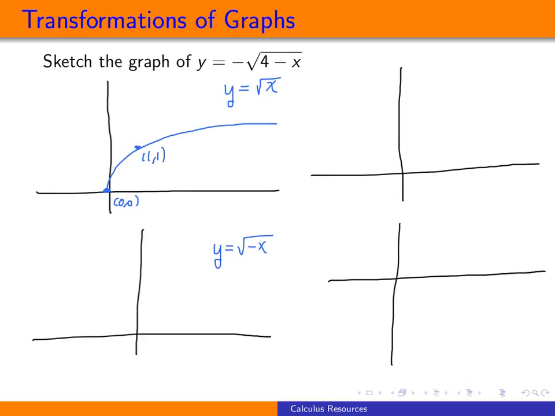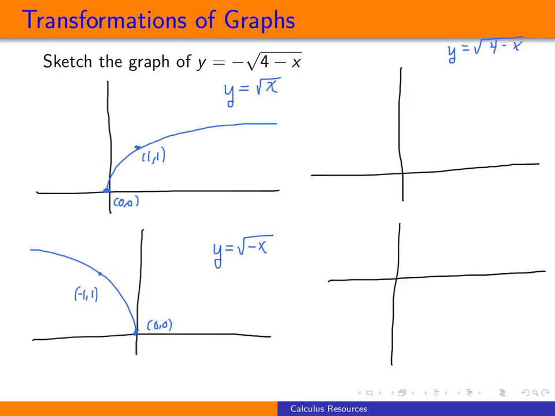Well, putting this minus inside is going to be a reflection about the y-axis. So this is going to look something along these lines. Still contains the point 0, 0. And the point that was at 1, 1 is now at minus 1, 1. The next thing to do now is to take care of this 4, which is inside that function. So y equals square root of 4 minus x.